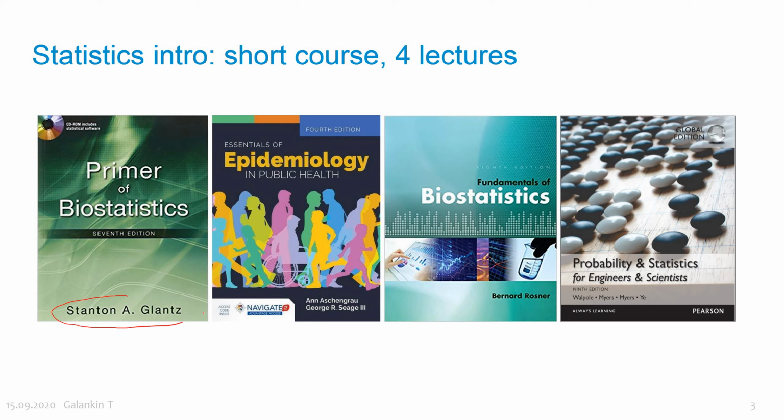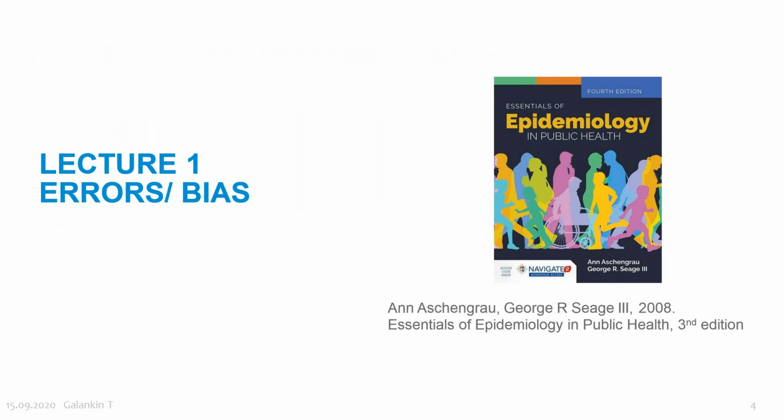Among them, Primer of Biostatistics by Stanton Glantz is one that is written for non-statisticians and is easy to read. The other 3 books are intended for master degree students. Today we will start from epidemiology.